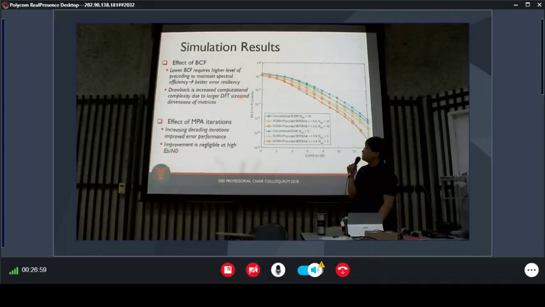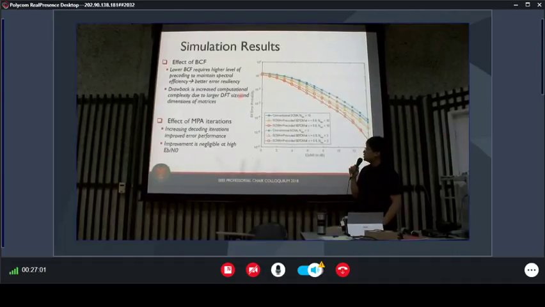And then finally, for the effect of the MPA iterations, increasing the decoding iterations improved the error performance, as seen here. However, the improvement becomes negligible at high SNR.